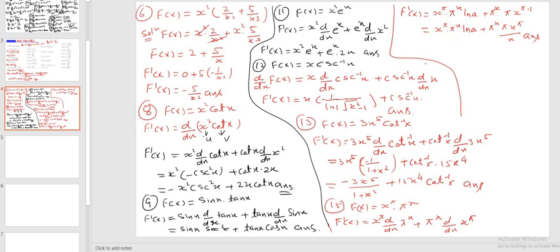I'm going to do just question number 25. Other questions please try by yourself. f x is equal to 3x plus 5 divided by cotangent inverse of x. So you see that one, this is the u by v rule.